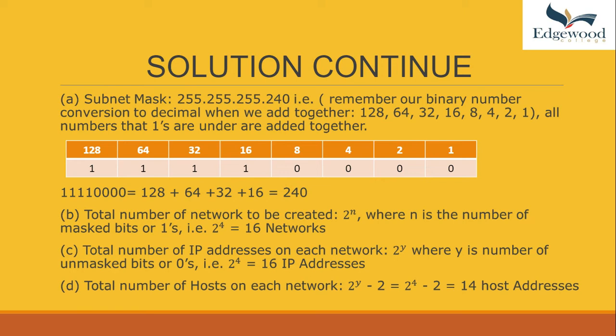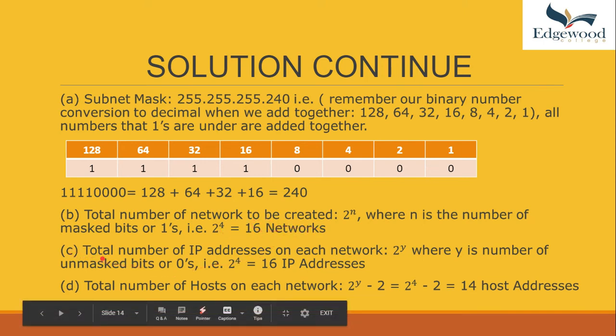Now look at this table. I've put it on this table again so that you see it, and when we add it together we get 240. That 240 appears here as part of our subnet mask. The second one we're going to solve is the total number of networks to be created. We use 2 raised to power n, where n is the number of masked bits, or ones. How many ones do we have here? 1, 2, 3, 4. 2 raised to power 4 will give us 16 networks. 2 times 2 is 4, times 2 is 8, times 2 is 16.